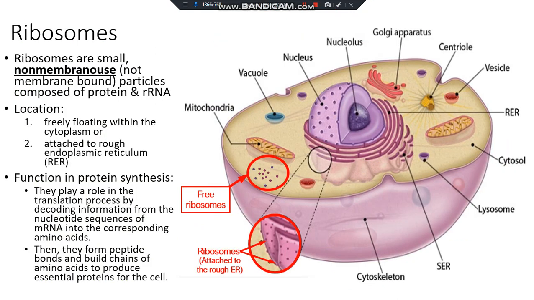Ribosomes are non-membrane bound particles composed of protein and RNA. They're either located freely floating within the cytoplasm or attached to the rough endoplasmic reticulum. They mostly function in protein synthesis, so they play a huge role in the translation process by decoding information from the nucleotide sequences of the mRNA into their corresponding amino acids. So then they'll form peptide bonds to build chains of amino acids to produce essential proteins for the cell.